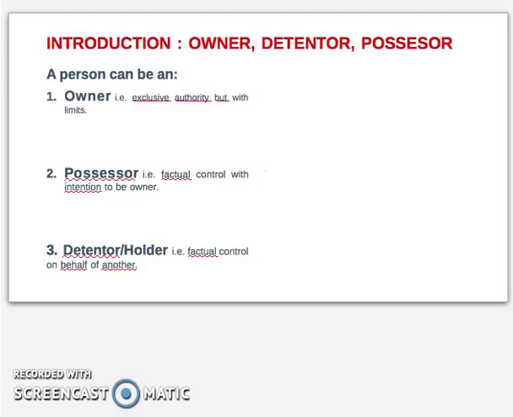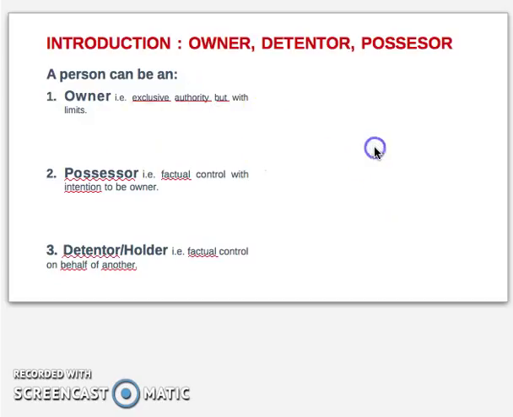The third thing you can be with regards to property is that you can be a detentor or a holder. So a detentor or a holder is someone who has factual control of property on behalf of someone else. So for example, if you live in a rented apartment, you are a detentor or a holder of that apartment because you have factual control over the apartment, but you are controlling it on behalf of someone else. So it is not your apartment, but you are renting it. So you have control over it on behalf of someone else.